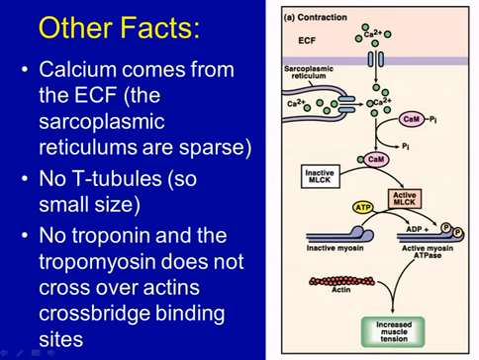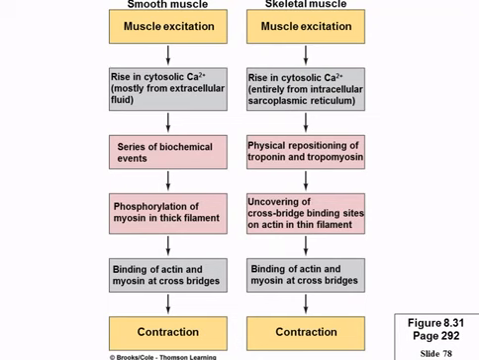There's no need for T-tubules. You don't have to worry about those. And again, there's no troponin. The tropomyosin, remember, helps shape the cell. It doesn't help contract. So your book compares them side by side: what's happening in smooth versus skeletal muscle.